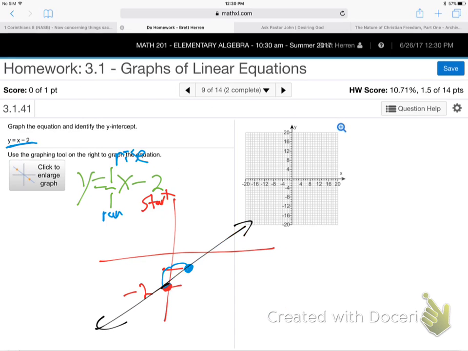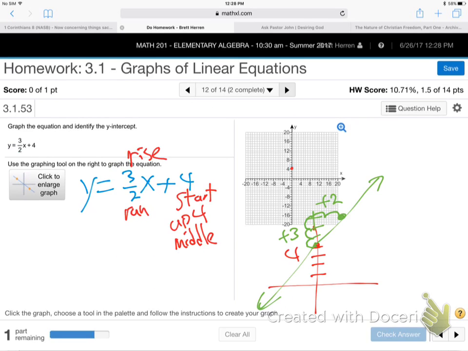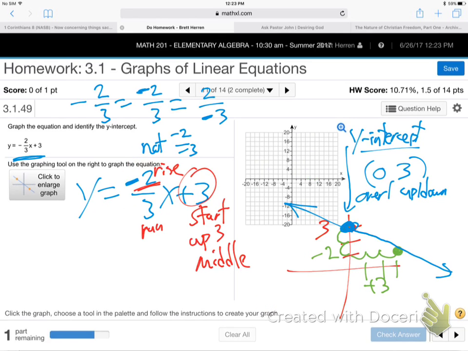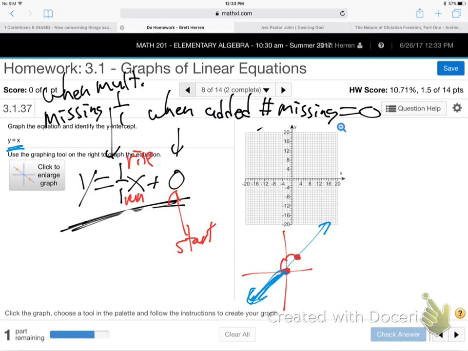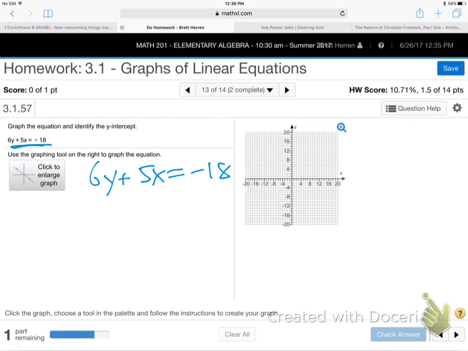See how y is alone, y equals? See how they've all been y alone, y equals, but not this one. Y is not alone. We don't have y equals. We got to make it happen. So this one is the first one where we don't already have y alone. So first, get y alone.